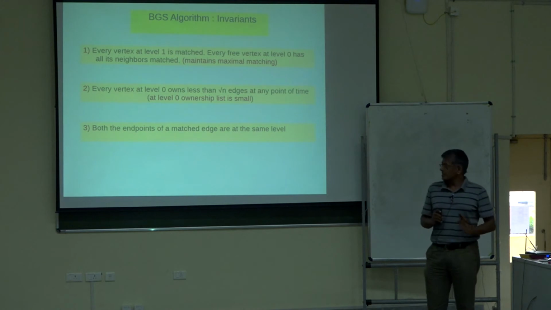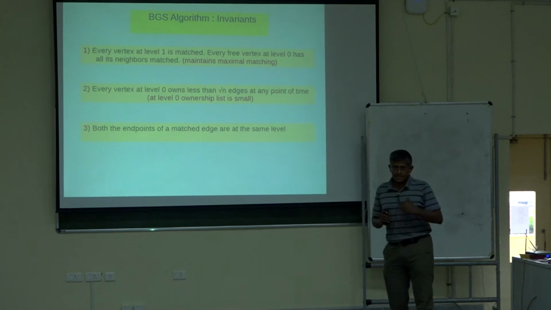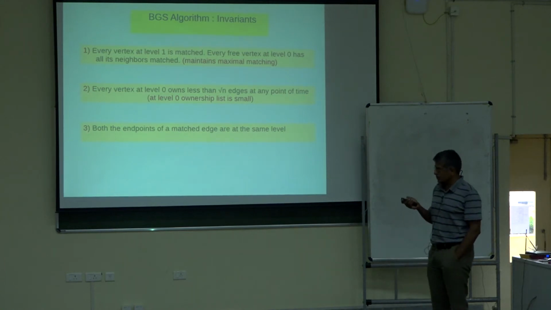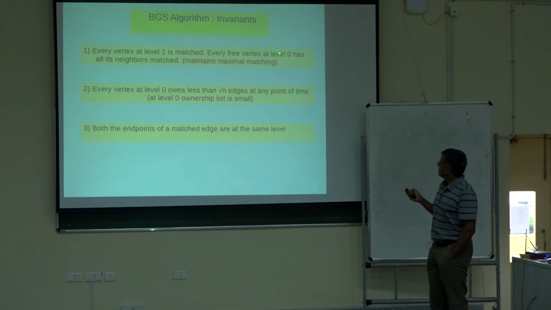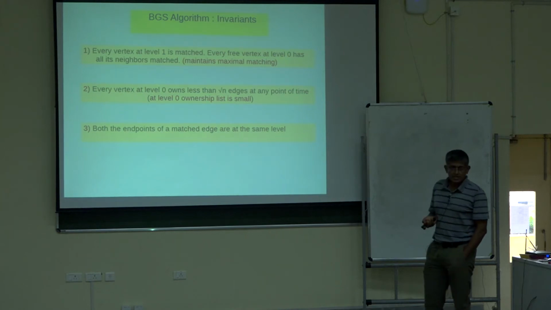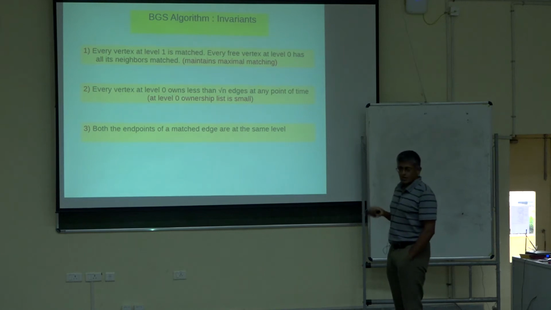So let's just understand the setup, and hopefully in a minute I'll tell you why the setup is actually useful. If a vertex has a high ownership list, I said that it's going to be at level 1, and I also said that a vertex at level 1 is surely matched. This is an invariant that we will maintain. And if a vertex is free, then this free vertex is going to be at level 0, and all its neighbors are going to be matched because we want to have a maximal matching.